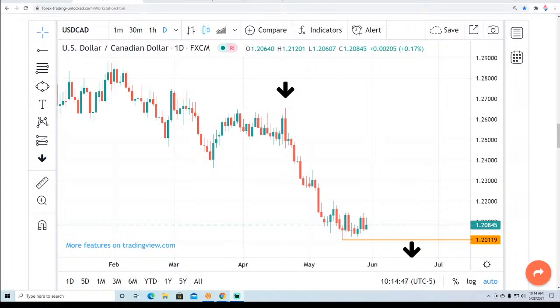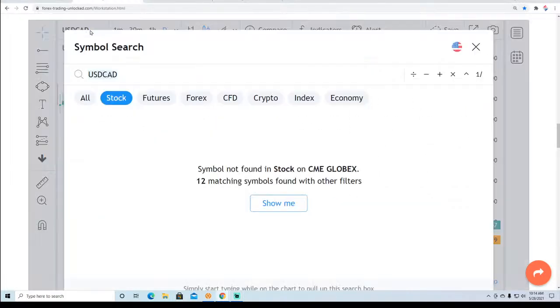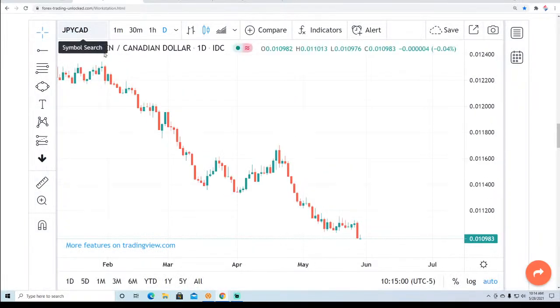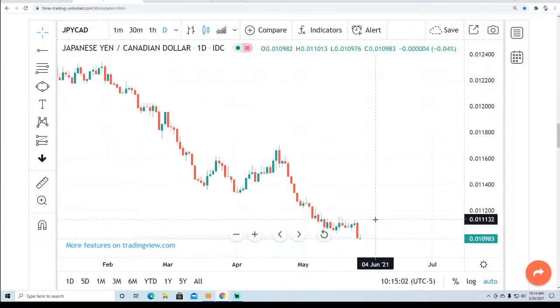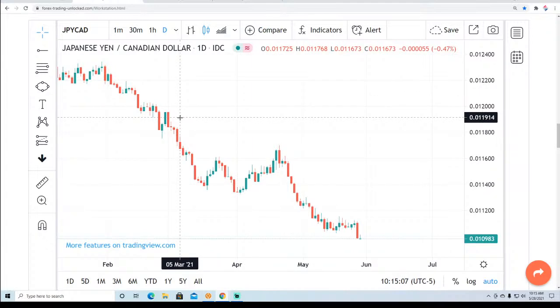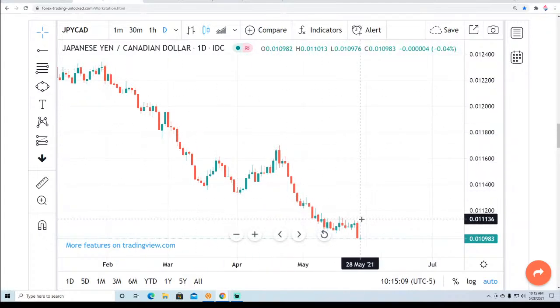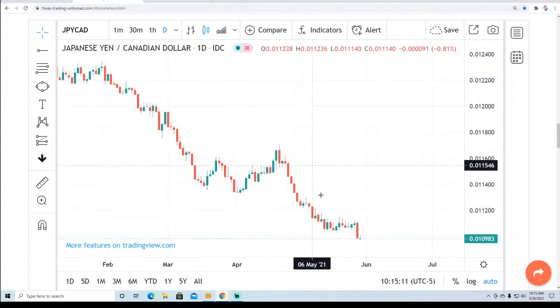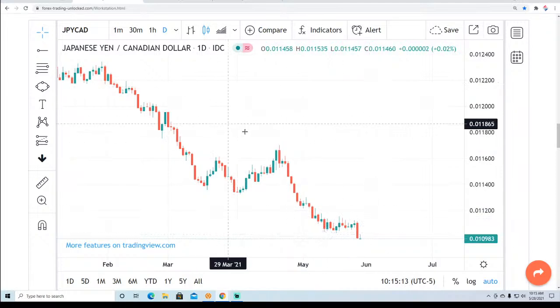Definitely, because Canada produces oil, it's a big deal. For instance, since we're talking about this, see how we have the US dollar Canada. Let's look at the JPY Canada. Look at that getting slammed. You know why this is getting slammed? Because Japan doesn't produce oil. Canada does. Canada exports oil to Japan. How about that one? So with the price of oil going the way it is, look at this trend.